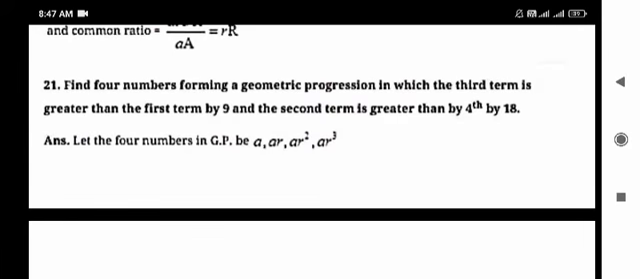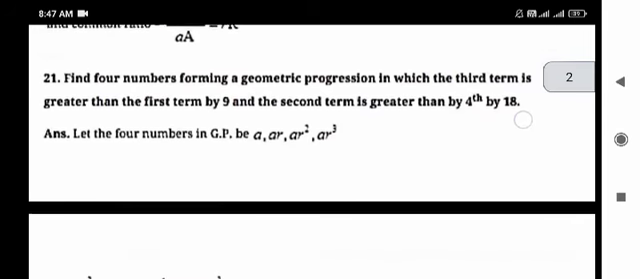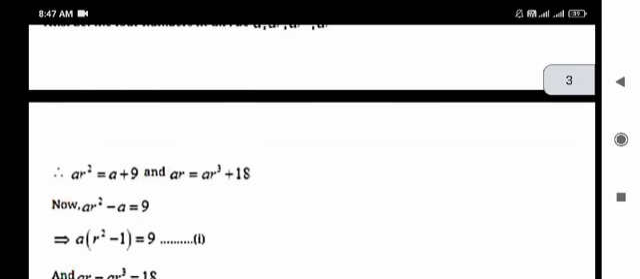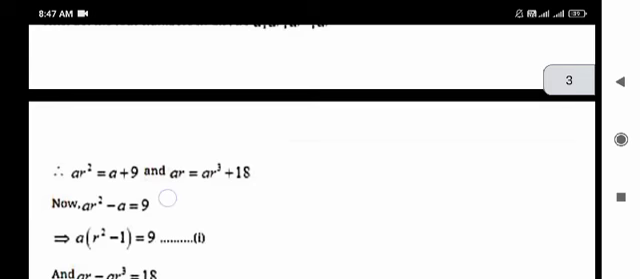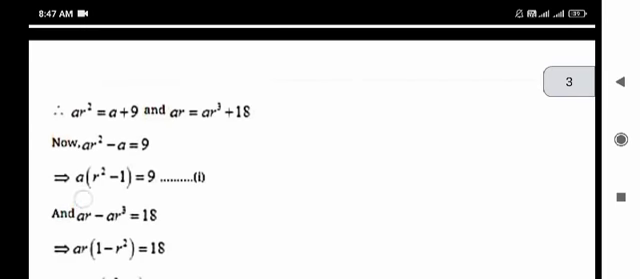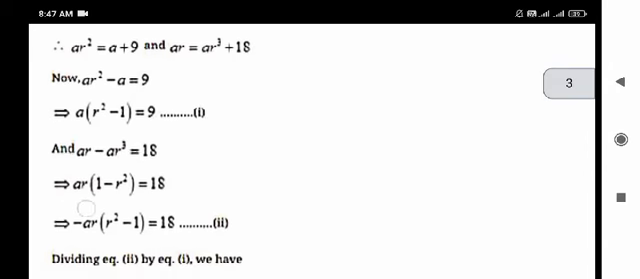Next, question number 21. Find four numbers forming a geometric series in which the third term is greater than the first term by 9 and the second term is greater than the fourth term by 18. This is the required relation given in the question. Let the four numbers be a, ar, ar square, ar cube. Here the conditions are given: ar square is equal to a plus 9 and ar is equal to ar cube plus 18. We use this relation, taking a as common, and from the second equation taking ar as common.